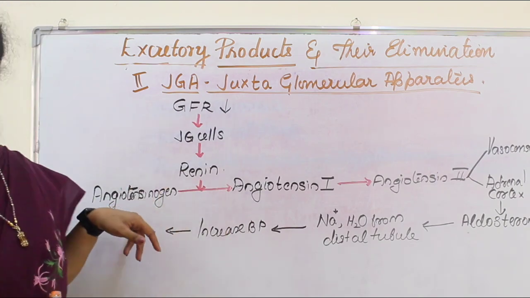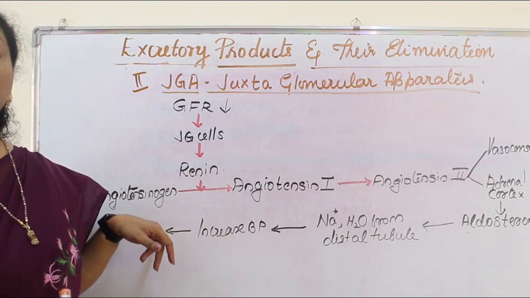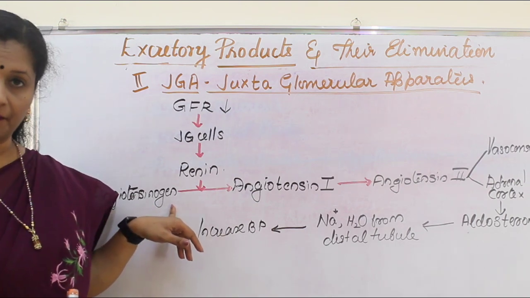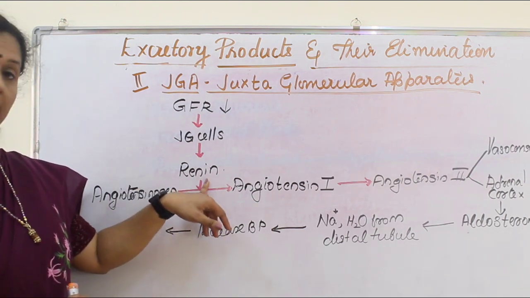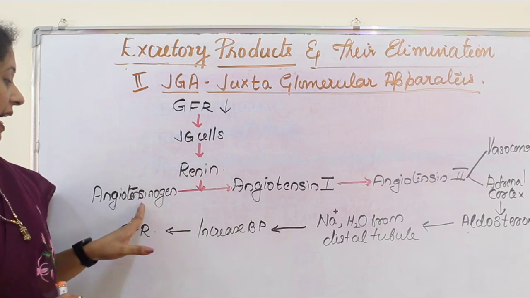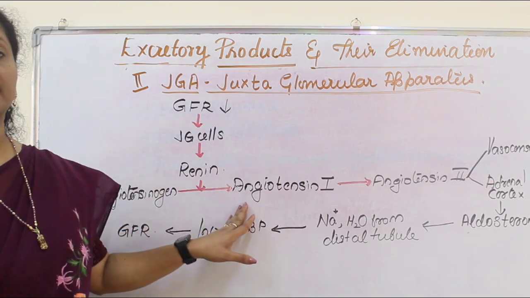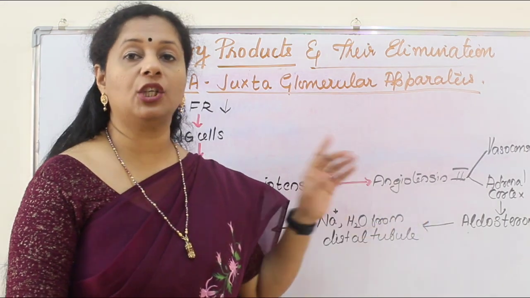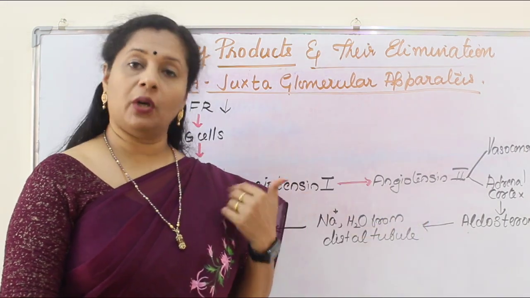So there is renin, what will it do? There is something called angiotensinogen. Whenever 'ogen' comes, what do you understand? It is an inactive form. So the presence of renin will convert angiotensinogen to angiotensin 1. This angiotensin 1 will immediately become angiotensin 2 with the effect of the same hormone, renin.